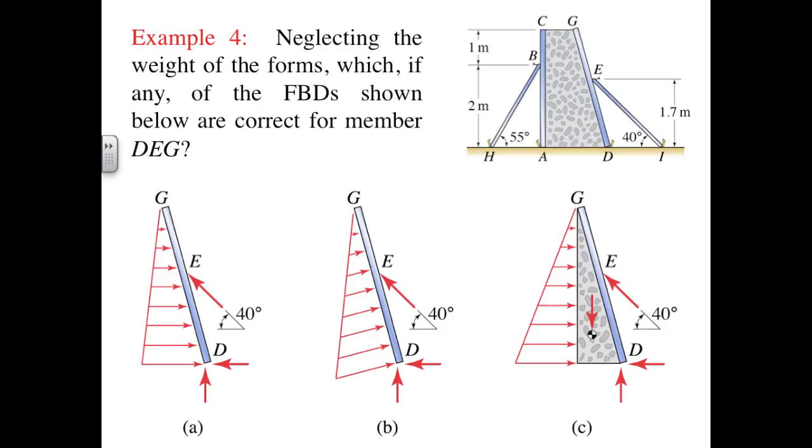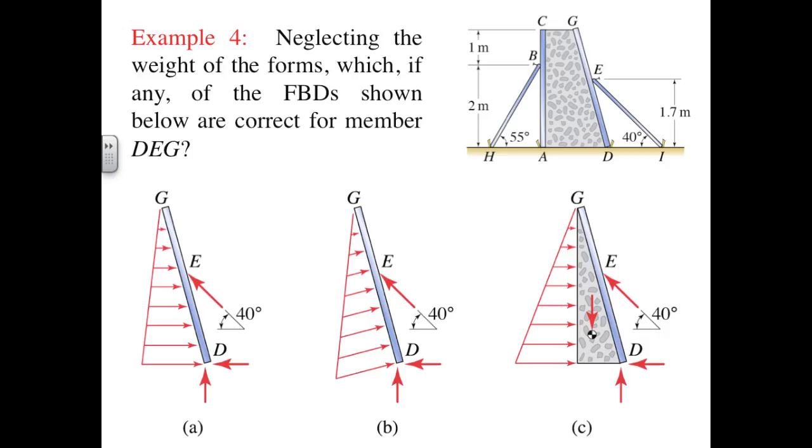One of these free body diagrams is correct as sketched. The one on the left has an error. The pressure is shown increasing linearly with depth, but the direction of the pressure is wrong. It isn't normal to form DEG. The free body diagram in figure B is correct. The free body diagram in figure C has an omission. What is there is fine, but we're missing the pressure distribution on the bottom of the form.